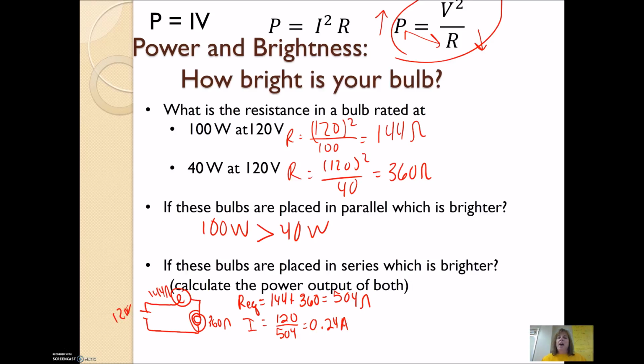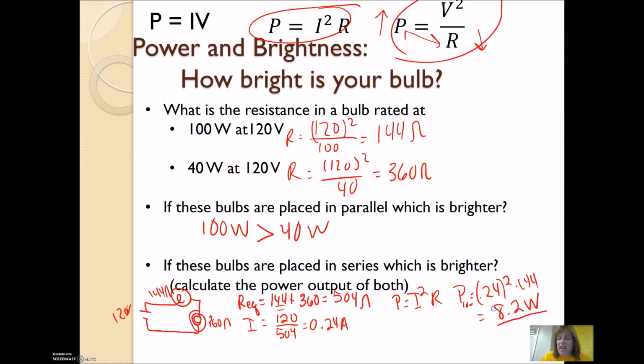All right, so now I'm going to use this equation, that power at a bulb is equal to the current through the bulb squared times the resistance of the bulb. So if we take our 0.24 and we square that and we multiply, for our 100-watt bulb, by 144, what do we get? Wait, that's only 8.2 watts. That's not a 100-watt bulb. That's not going to be a very bright bulb. In fact, that's going to be a pretty dim bulb.